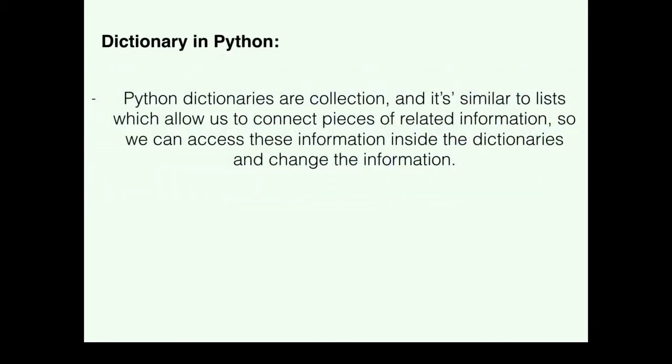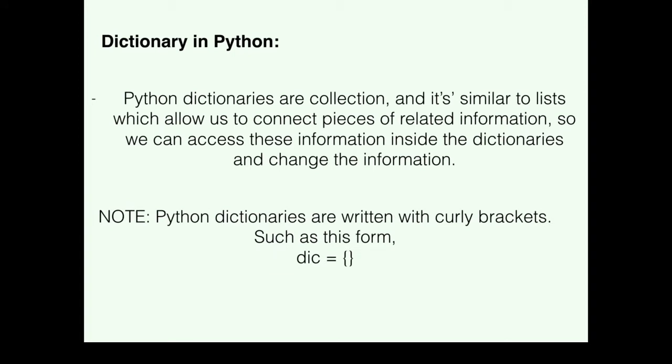Python dictionaries are collections similar to lists, which allow us to connect pieces of related information so we can access this information inside the dictionaries and change it. Note: Python dictionaries are written with curly brackets, such as this form: dic equals curly brackets.